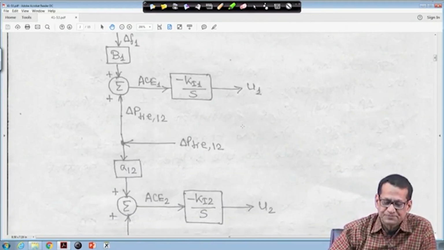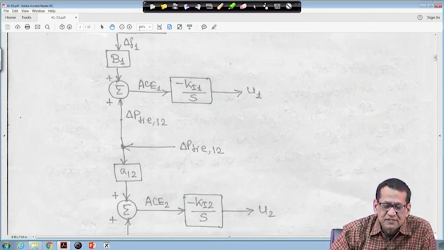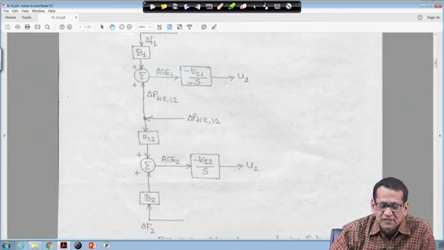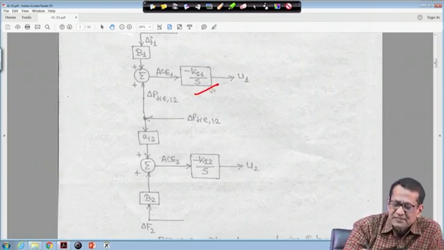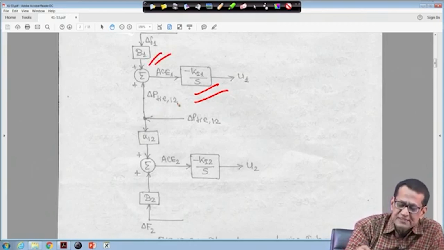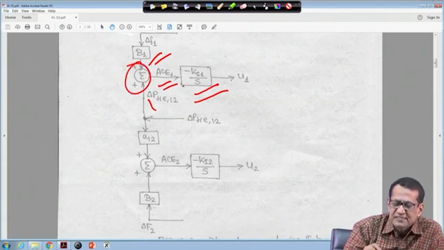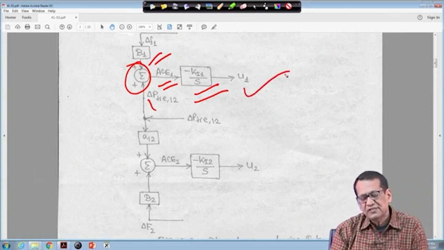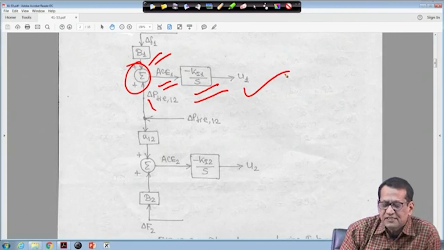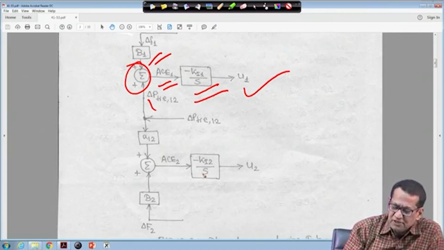So, in the second case, this is minus Ki, the integral controller. This is B1 delta F1, and this is the structure of the integral controller, and delta P tie 1 2 is coming. These two are added, and this is the area control error 1, and this is the output U1, right. That I told you initially: U1 is equal to minus Ki1 integral of ACE1 dt. Similarly, for this one also, U2 is equal to minus Ki2 integral of ACE2 dt.